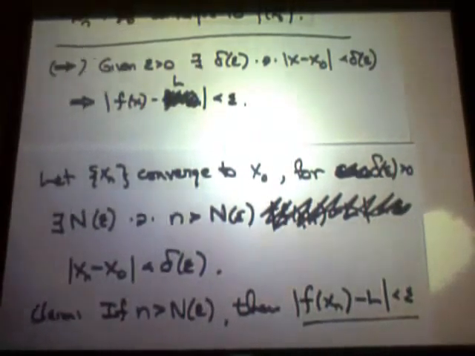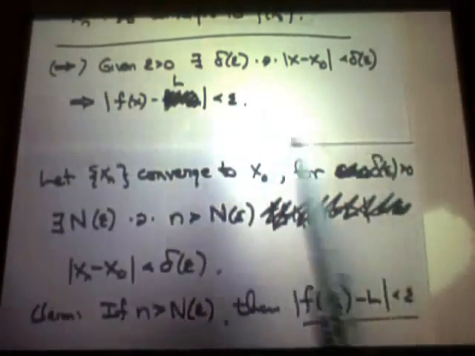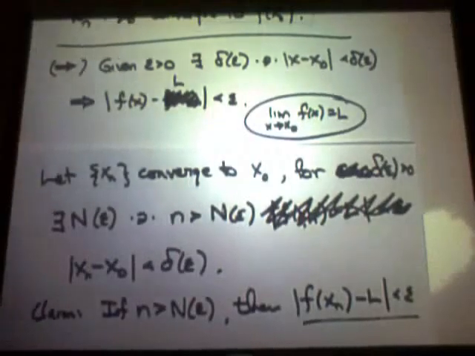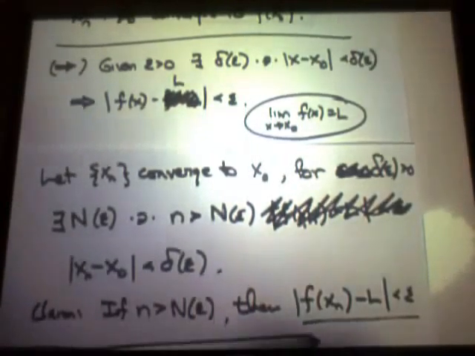So this says, if a function converges to a limit, in other words, if we write something like this, the limit as x goes to x naught of f of x equals L. If that's true, then every sequence that converges to x naught drags f with it, so that f of x_n converges to L. Drags it along. So that should be clear. Okay, how about the other way?